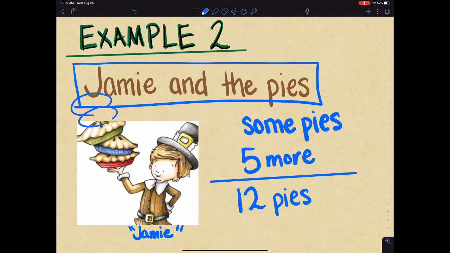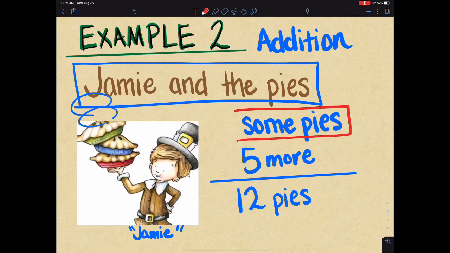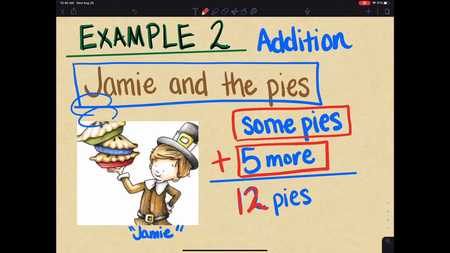So look at the story and you can realize that it's another addition story. And you can also realize that they want us to figure out one of the missing addends. So this is the first addend, some pies. This is the second one. Frank gave her 5 more pies. And if you add those together, then you can see that the total is 12 pies. So this is the total. Okay?